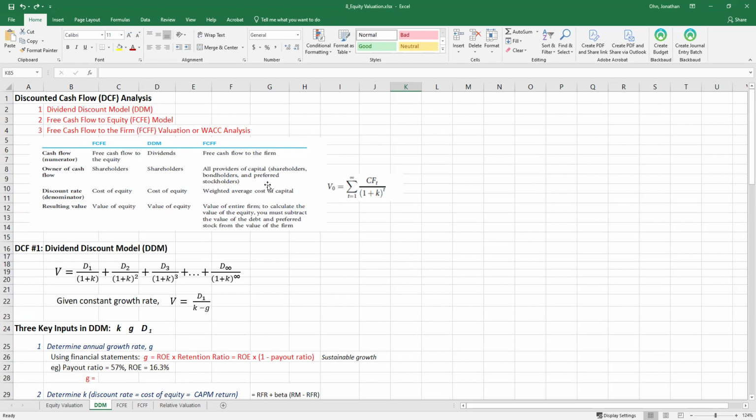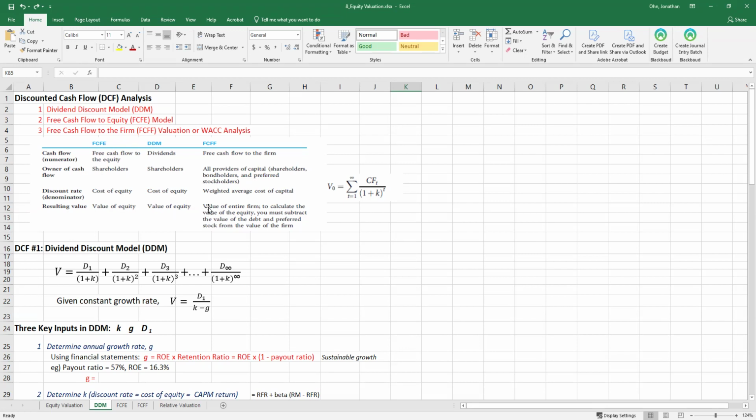Because of this difference, the discount rate we use is different. For the first two, we use the cost of equity. For the third one, free cash flow to the firm, we use the weighted average cost of capital, which is the cost of capital for the entire corporation. Once you calculate the whole thing, the final outcome will be the value of equity.